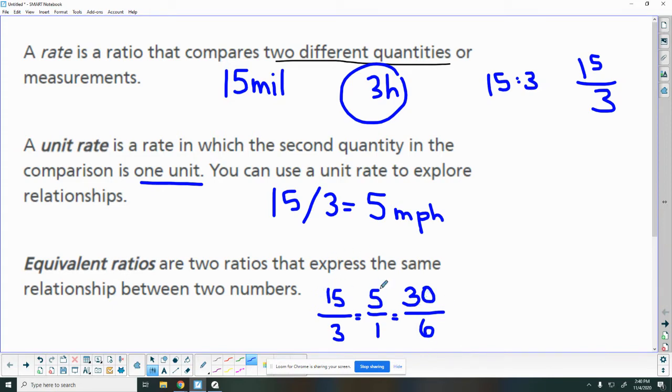So equivalent just means you're doing the same thing over and over again. Unit means you're making it into 5 miles every 1 hour. So we're taking that second quantity and turning it into a 1 with a division problem. And a rate or a ratio is just the basic facts that the problem gives you.